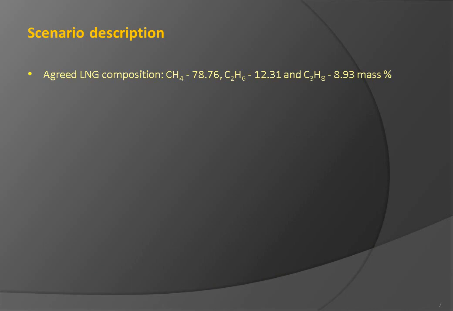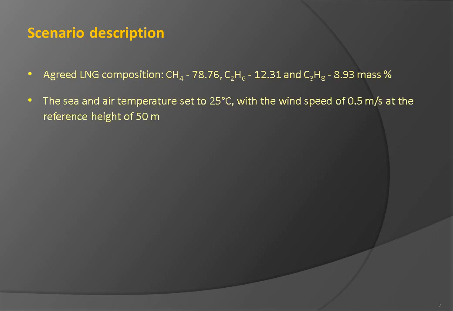The LNG composition was agreed with the client to be a hydrocarbon mixture of the following component mass fractions: 78.76% of methane, 12.31% of ethane, and 8.93% of propane. The sea and the air temperature were set to 25 degrees Celsius, with a wind speed of 0.5 meters per second at the reference height of 50 meters.